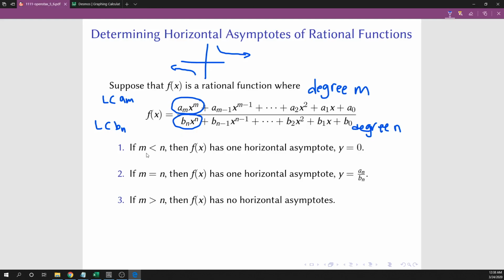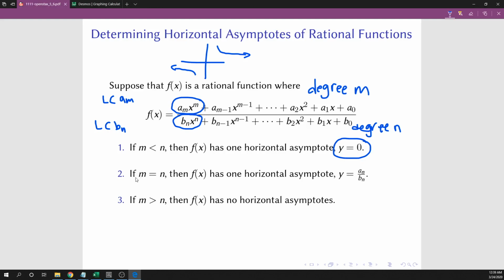If the bigger power is in the bottom, then we have one horizontal asymptote, and that horizontal asymptote will be y equals 0. If the bottom has the bigger power, it basically drives everything to 0. If you take a number on top and divide by a number that gets bigger and bigger and bigger, the result will go to 0.